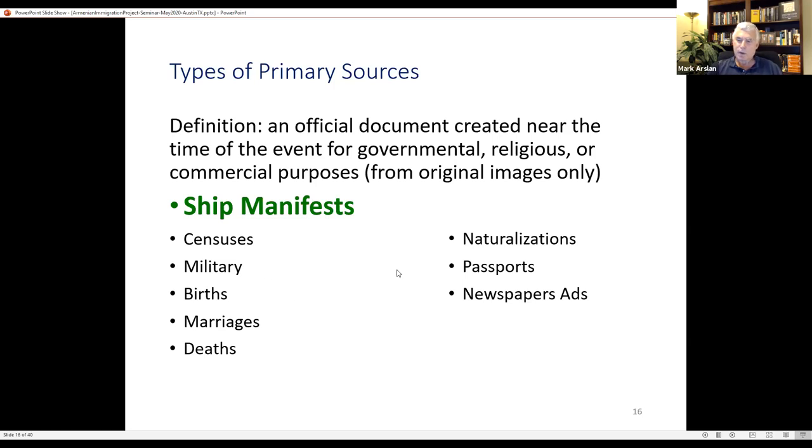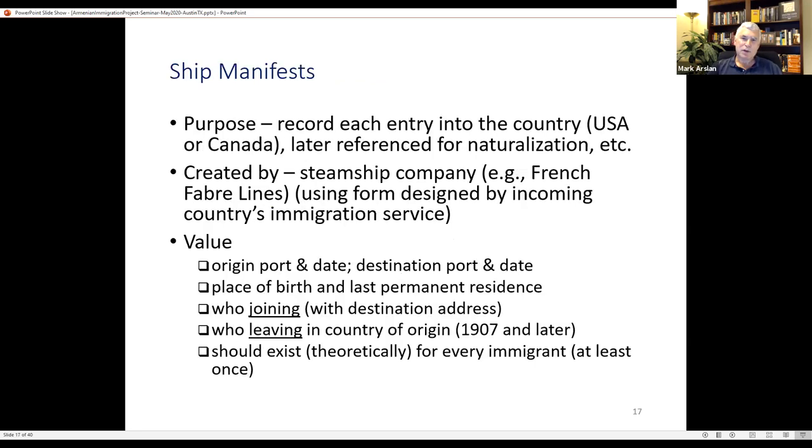Okay, so let's talk about ship manifests. Everybody who came to America overseas should in theory appear on a ship manifest somewhere. Judy's, was it your grandfather Judy, is one of the exceptions, where he was a crew member on a ship and jumped ship. So he didn't appear on a ship manifest, but by and large, most of the people who came into the country appear on a ship manifest.